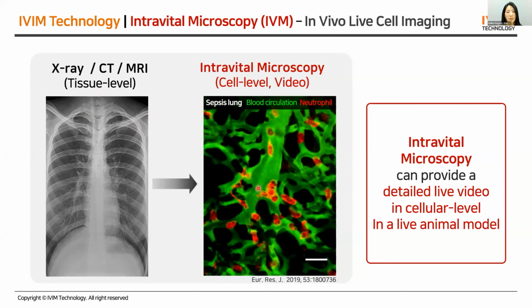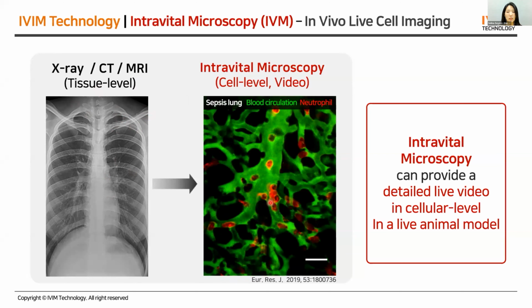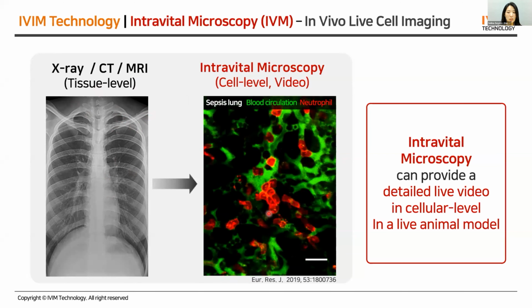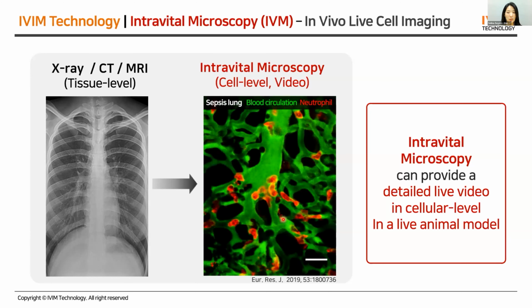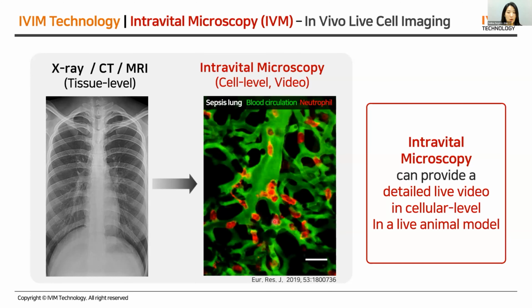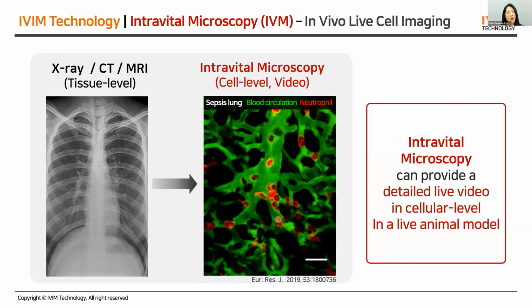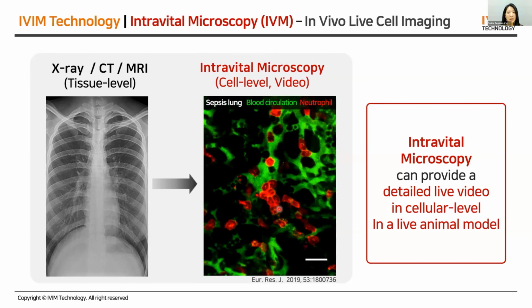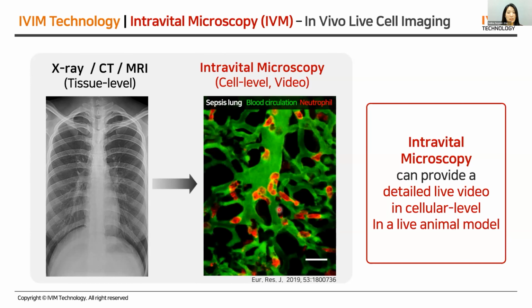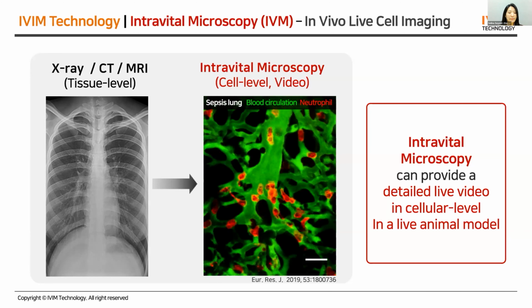So this example video shows how red neutrophils inside of the vessel can form a cluster and block the green blood circulation in the lung of a sepsis animal model. So intravital microscopy can provide a detailed live cell video of the disease development at the cell level.